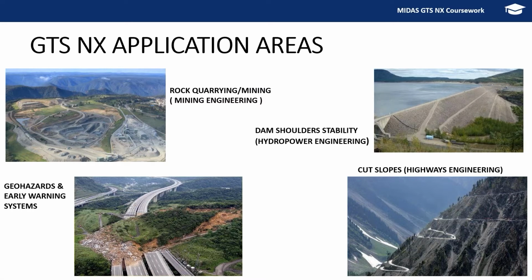It has also been employed for checking dam shoulder stability, the deformations, and the factor of safety. Also, using a coupled analysis, you can determine where to install your piezometers or inclinometers to check for pore pressure readings and also for deformation readings from the shoulders. And GTS NX can be used, if you have accurate ground data, for early warning systems for landslide prone areas, or otherwise you can use it for highway engineering to check the stability of cut slopes by applying various loading conditions or reinforcements.